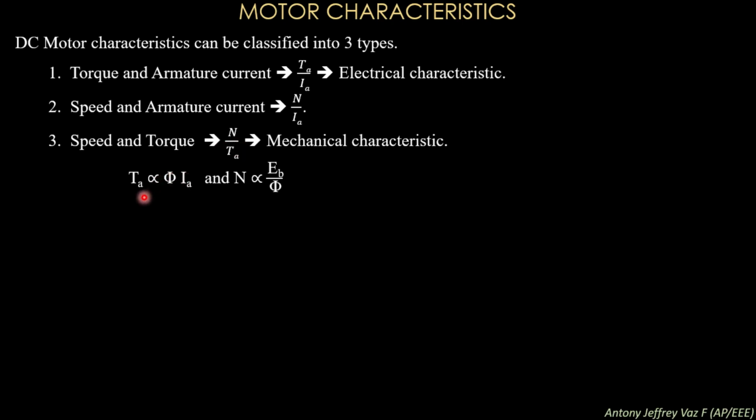So you need to know that, in common, the torque produced in the armature by a motor is directly proportional to the flux as well as the current present in the armature. At the same time, the speed of the motor, that is the armature or shaft speed N, is directly proportional to Eb divided by flux.